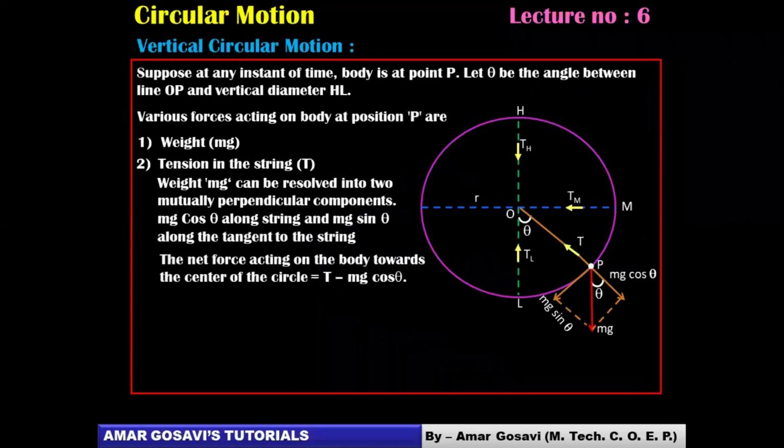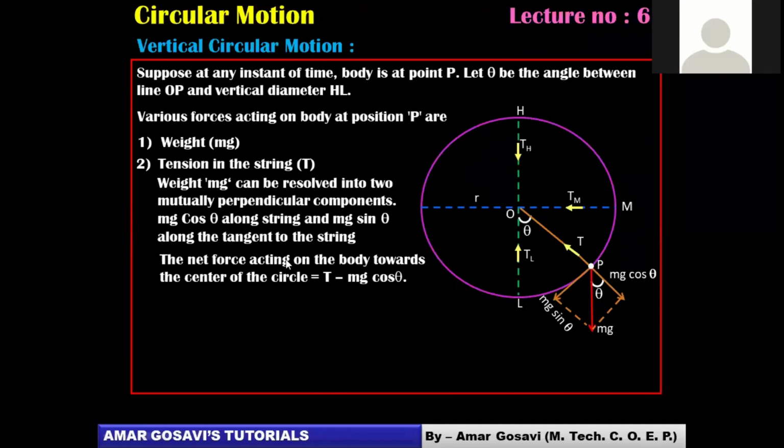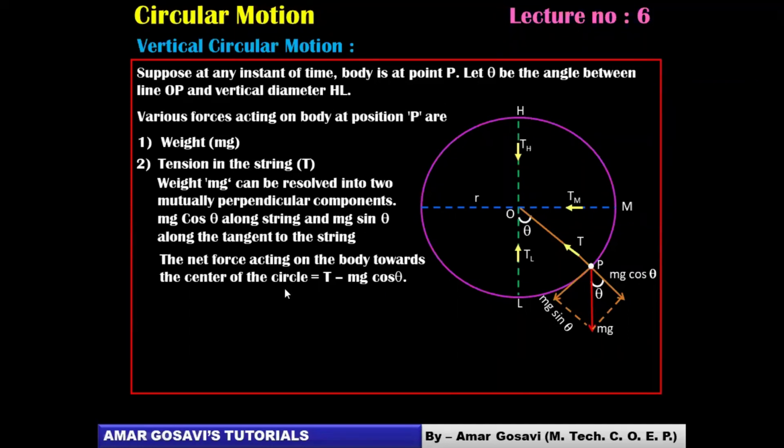Let's talk about what can be the net force towards the center of the circle at position P. The net force towards the center will be the difference between T and mg cos theta, because they are acting opposite to each other. The resultant force directed towards the center of the circle would be given by T minus mg cos theta, friends. This would be the net force acting towards the center of the circle.